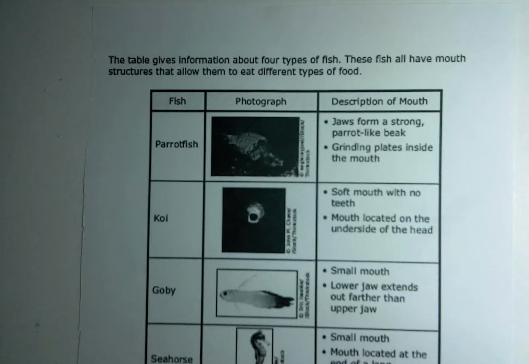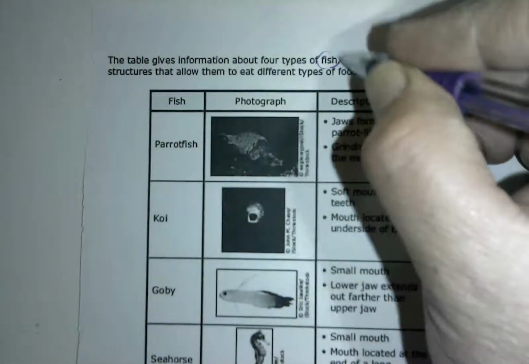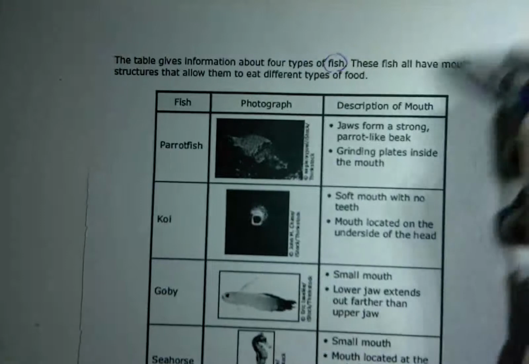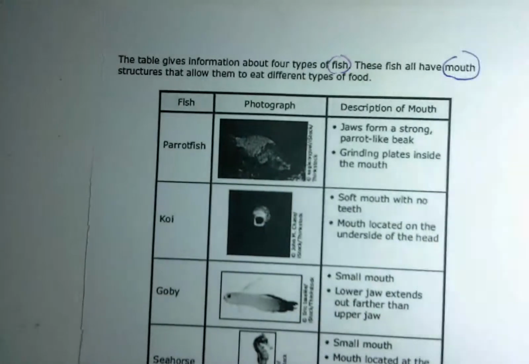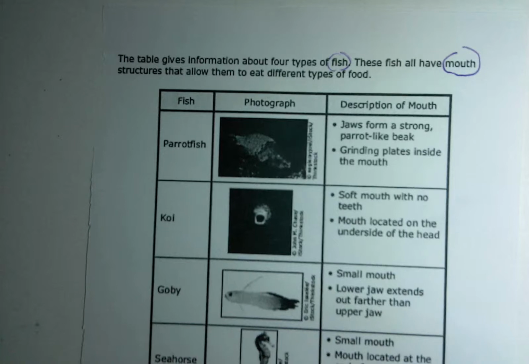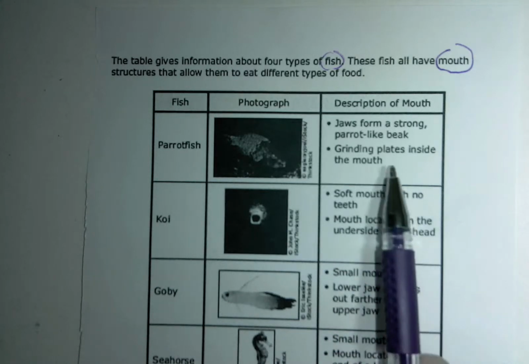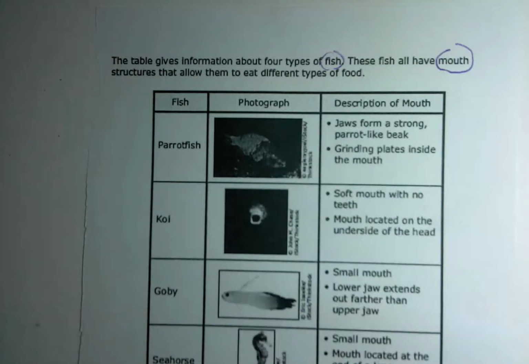Okay, this is a question for Wednesday for all classes. And it reads, the table given tells us about 4 types of fish. These fish all have mouth structures. And so we're going to be talking about the mouth structures that allow them to eat different types of food. The pictures are not important in this deal, so they're not good quality, but they're not important either, or I would have made sure that they were there. Typically, it is going to be the information that you're going to rely on, unless it's an experiment.